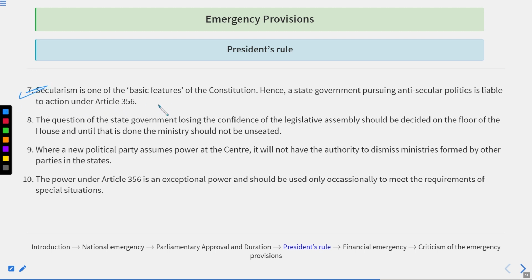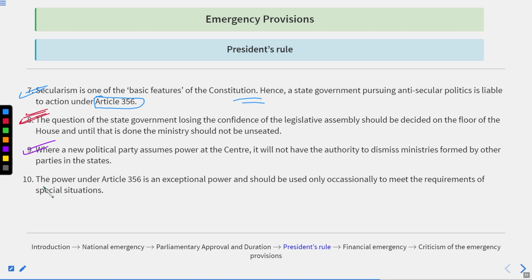Secularism is one of the basic features of the constitution. Hence, a state government pursuing anti-secular politics is liable to action under Article 356. It means the center could impose, you can say, a state emergency if the state government is trying to curtail secularism. The question of the state government losing the confidence of the legislative assembly should be decided on the floor of the house, and until that is done, the ministry should not be unseated. Where a new political party assumes power at the center, it will not have the authority to dismiss ministries formed by other parties in the states.